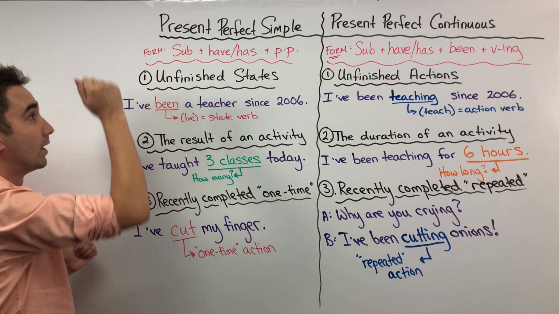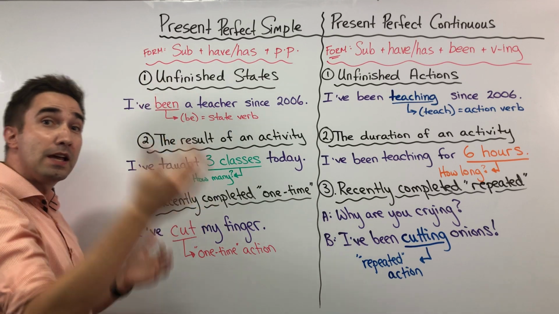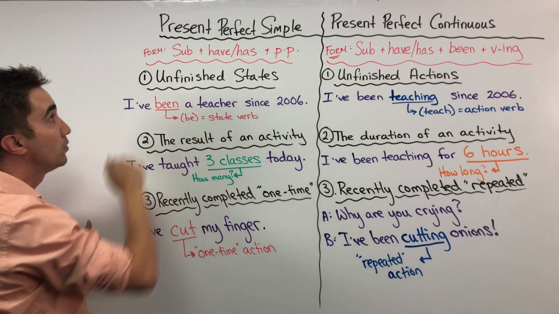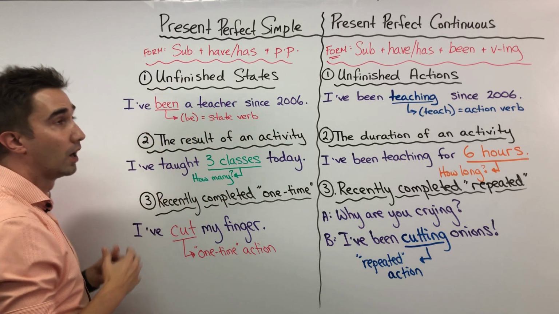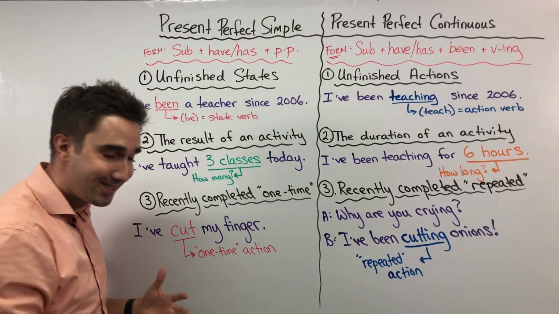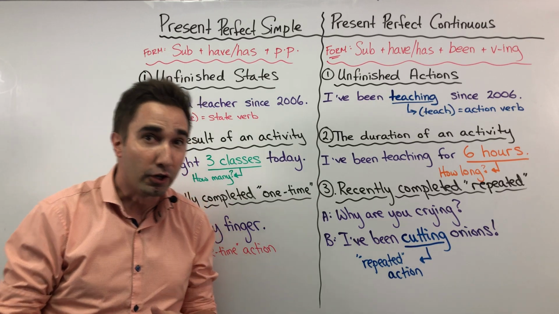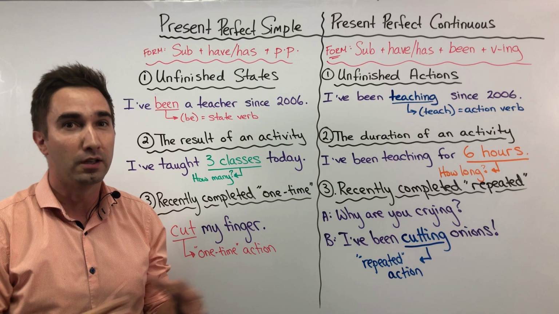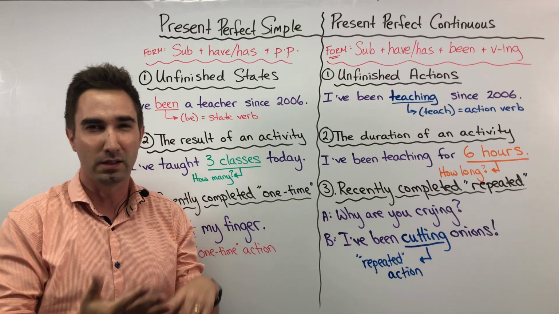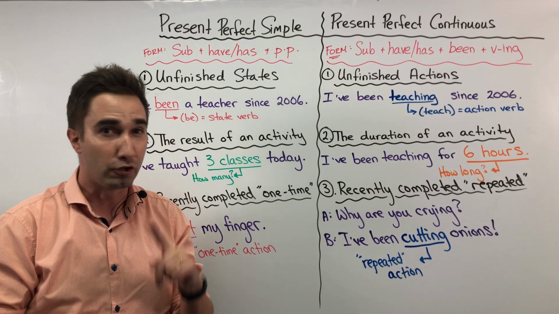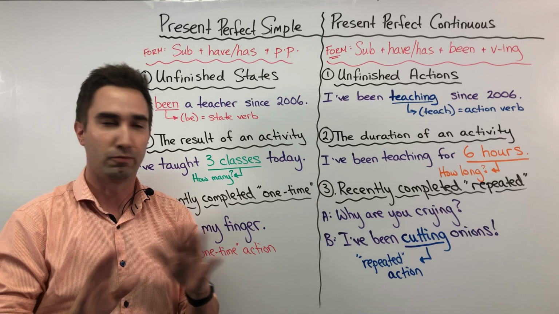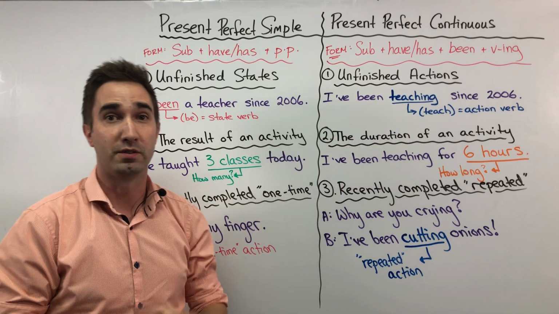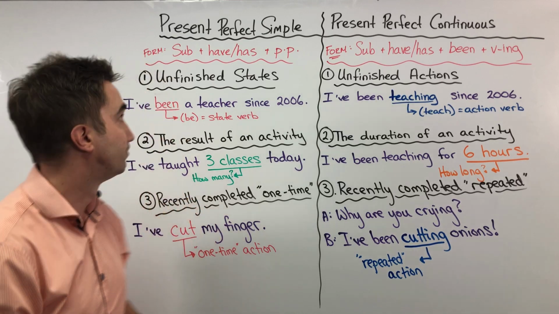So number one, as you may have seen in a previous present perfect simple video, we use present perfect simple for unfinished states. Now remember, a state verb is not an action. We can't use ing with these verbs like love, hate, know. For example, we can't use those with ing, which of course we use with present perfect continuous over there.